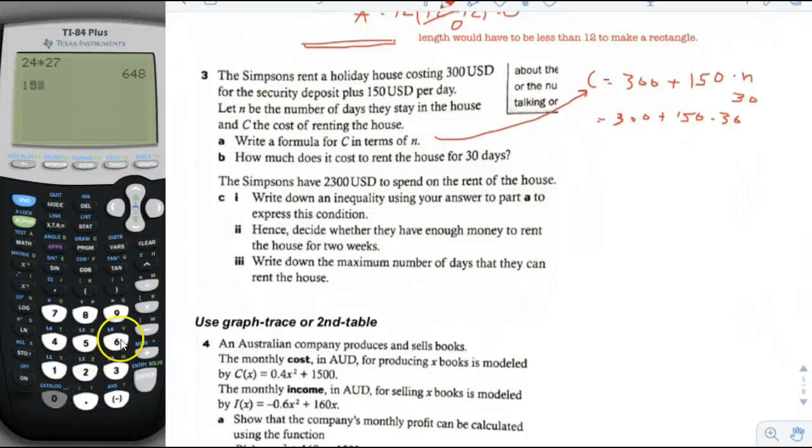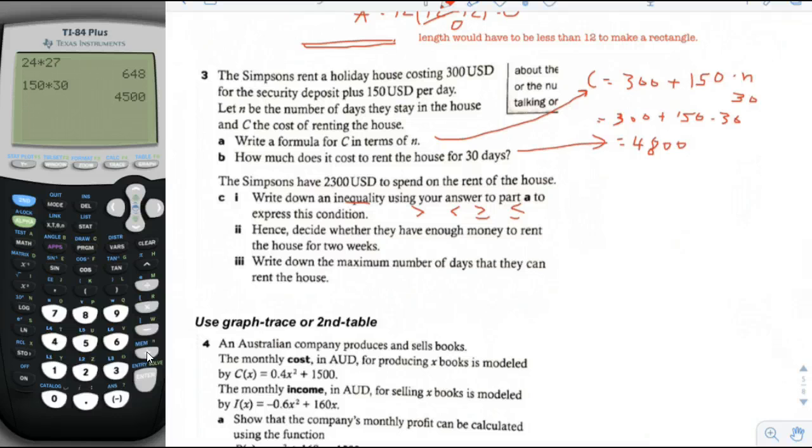Let's calculate that. 150 times 30. 4,500 plus 300 is 4,800. I guess I didn't need the calculator to do that. Okay. The Simpsons have $2,300 to spend on the rent of the house. Write down an inequality. An inequality is like greater than, less than, greater than or equal to, less than or equal to, using your answer to part A to express this condition.